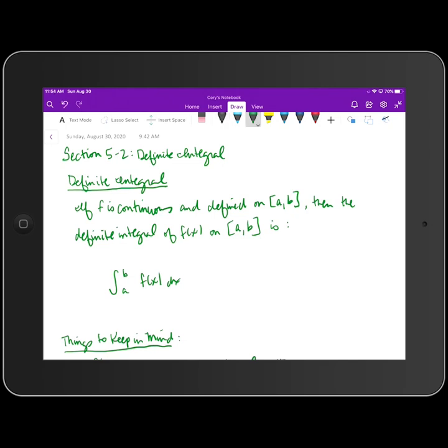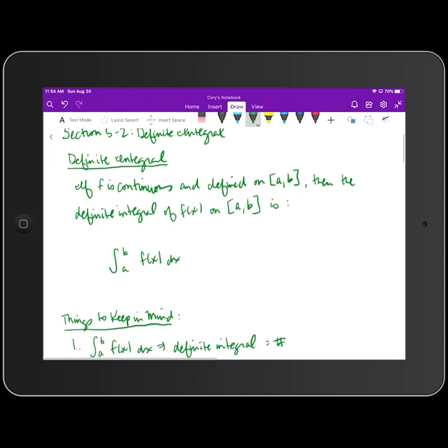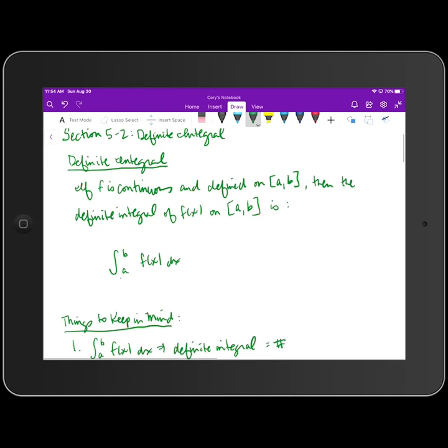Okay, so to start with, if f is continuous and defined on the closed interval from a to b, then we say that the definite integral of f of x on that closed interval is going to be written like we have down here below. When you see the symbol that looks like an S, that's our symbol for an integral. Usually a and b are going to be numeric values. The a value on bottom is going to be what's called the lower limit of integration.